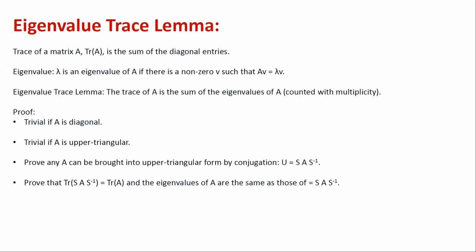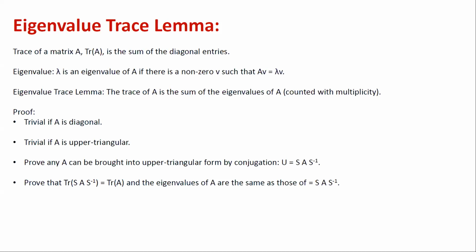And then the final result you need is that the trace is not quite commutative. The trace of AB is not the trace of BA, but it is cyclic. The trace of ABC is the trace of BCA. So the trace of SAS inverse is the same as the trace of A. And again, that's another nice thing to prove. And this gives us the eigenvalue trace lemma.